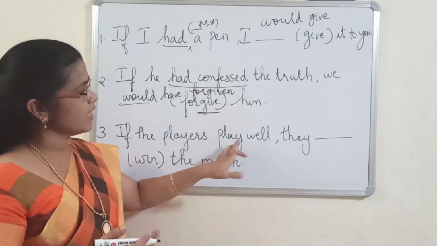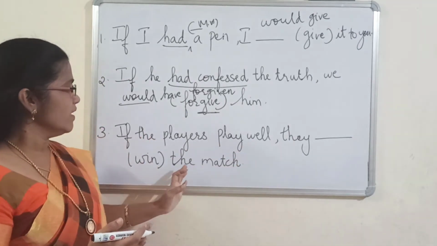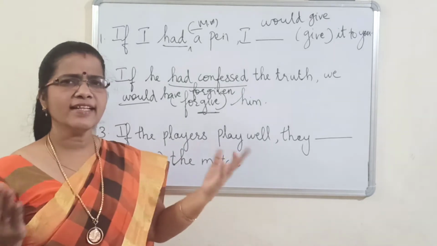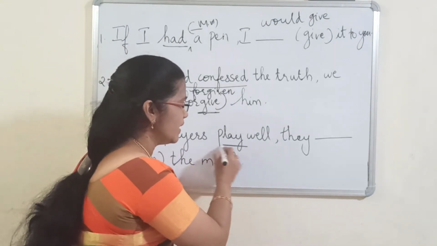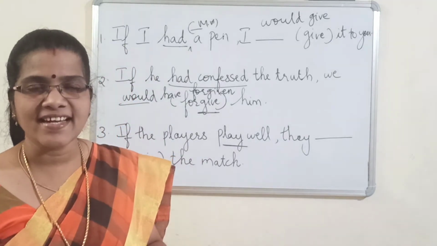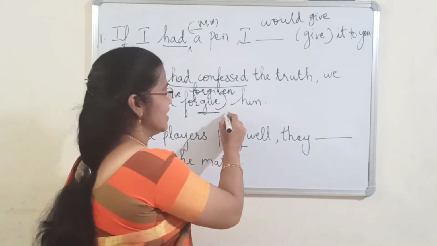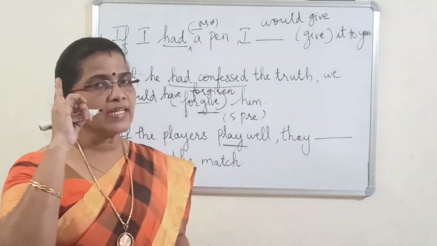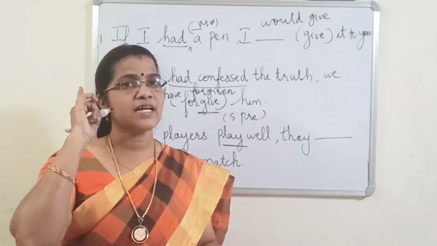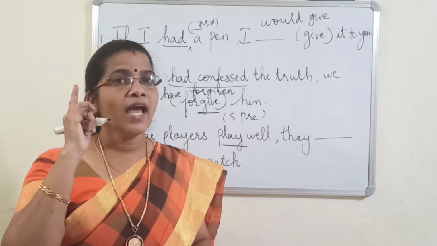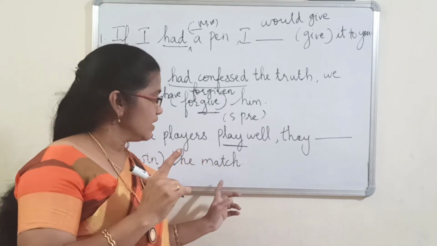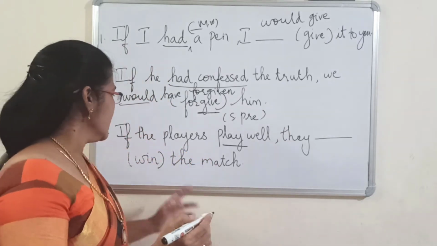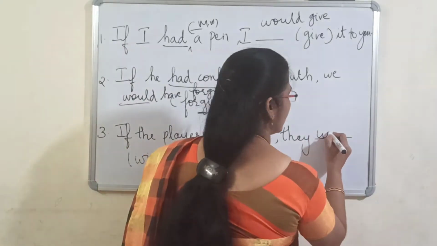Now, look at the third one. If the players play well, their dash win is given in bracket, the match. Again, look at the tense form used here. You have play, right? What tense is that? That is simple present tense, right? Now, simple present tense, immediately you should remember simple present tense comes for type 1, and hence your answer is here the present forms of the modal auxiliary. So, you can write they will win the match.